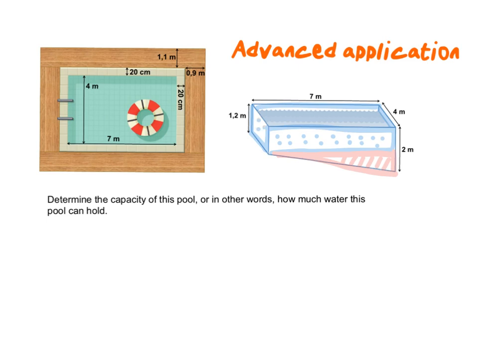So starting with the rectangular prism, it seems like we have everything. We have the length of the pool of 7 meters, we have the width of the pool of 4 meters, and we have the depth of this section, which is 1.2 meters. So when I work out the volume here, and you can write rectangular prism just so that you know what you're working with, it is 7 multiplied by 4 multiplied by 1.2, and that gives me a total of 33.6 meters cubed. So that's the rectangular prism done.